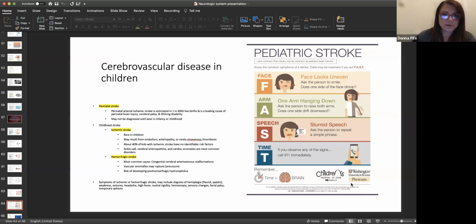Sickle cell, cerebral arteriopathies, and cardiac anomalies are the most common disorders associated with a pediatric stroke. Hemorrhagic stroke, the most common cause is congenital cerebral arteriovenous malformations. Vascular anomalies may rupture, such as an aneurysm, and there's a risk of developing a post-hemorrhagic hydrocephalus. Symptoms of ischemic or hemorrhagic stroke may include degrees of hemiplegia, can be flaccid or spastic, weakness, seizures, headaches, high fever, nuchal rigidity, hemianopia, sensory changes, facial paralysis, and temporary aphasia.